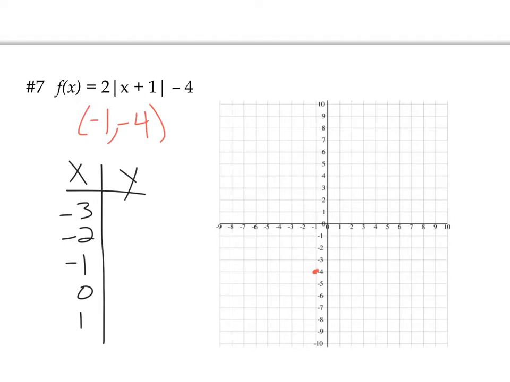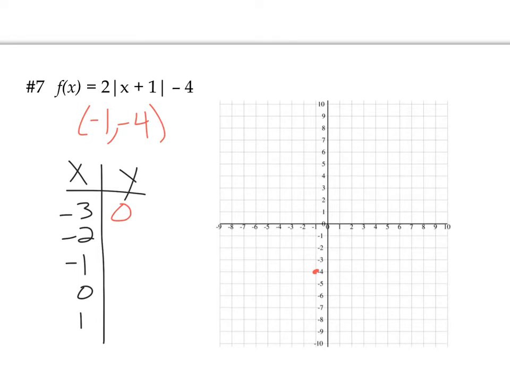Okay, so now, when I put a -3 into my equation, and I'm plugging it in right up here, I have -3 plus 1 is -2. The absolute value is 2, times 2 is 4, minus 4 is 0. So when I plug in -3 for my x value, I get a y value of 0. So that'd be 0.